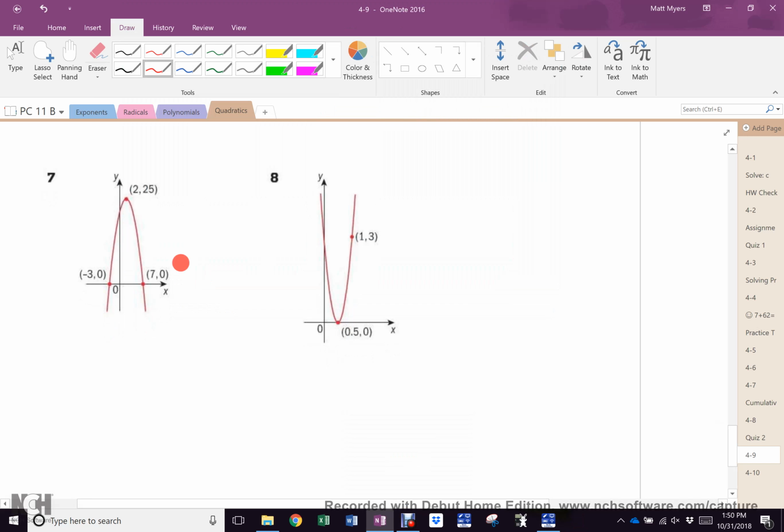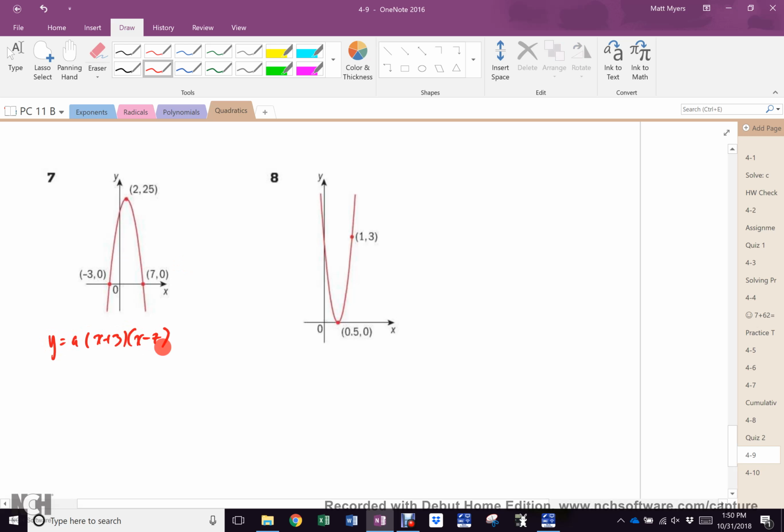What makes 7 easy? You got everything. You want to do vertex form? You're doing vertex form. You want to do factored form? You're doing factored form. Whatever. Your choice. Which one do you want to do? You want to do factored form? So that would be y equals a, x plus 3, x minus 7. Yeah?